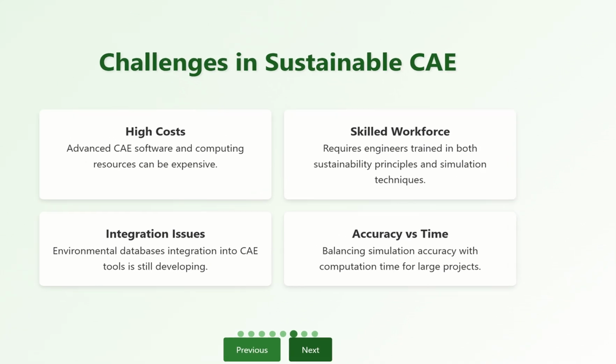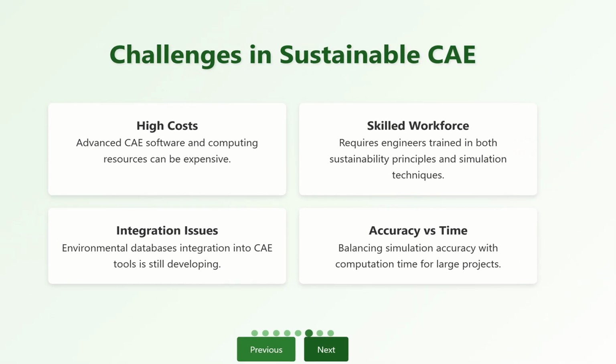What are the challenges that may occur in sustainable computer-aided engineering? Number one is high cost. When you're doing these simulations, you need advanced computer-aided engineering software and computing resources, which means they may be expensive because this software runs on high-end computers. Not just normal computers. You need a powerful computer and an advanced software to do this, which are very expensive. So you have to incur a cost in this software for it to work with what you need to achieve.